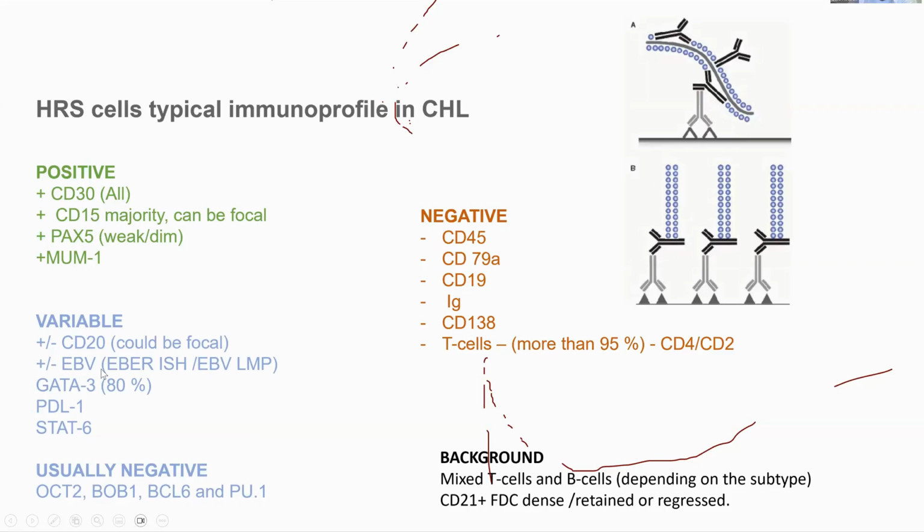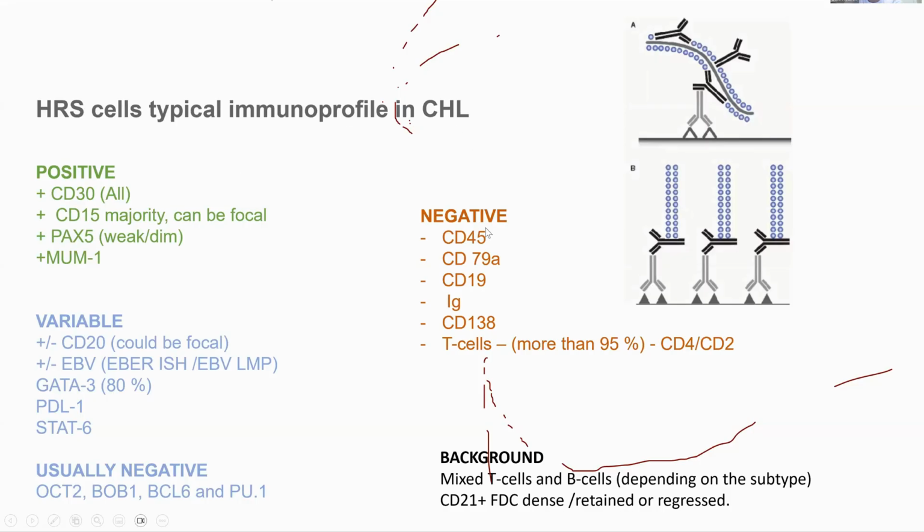EBV, we will mention that it is associated, and different types have different expression of EBV. GATA3 can be expressed in 80% of cases, PD-L1 can be expressed in 40%, and STAT6, we don't usually use it, but it can also be expressed in 70 to 80% of cells.